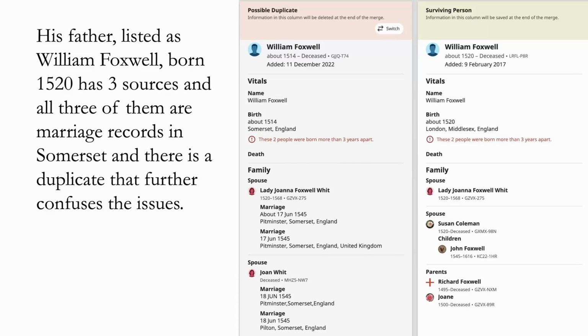This John Foxwell that we've been talking about, the 1575 John Foxwell, his father was supposedly born in 1520, and they have 3 sources, and all 3 of those are marriage records, and there's no record showing a parent-child relationship. So whoever Lady Joanne Foxwell Witt or Joanne Witt were related to, and whoever they married, this William Foxwell, whoever he was, we don't have any records showing that he had a son or daughter of any kind, much less one named John.